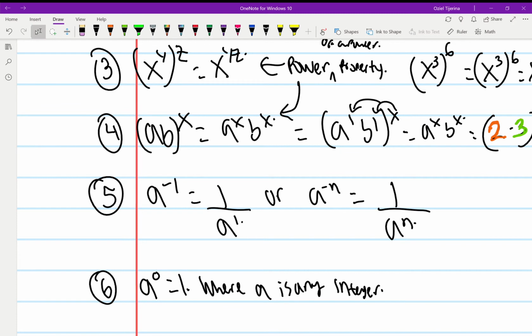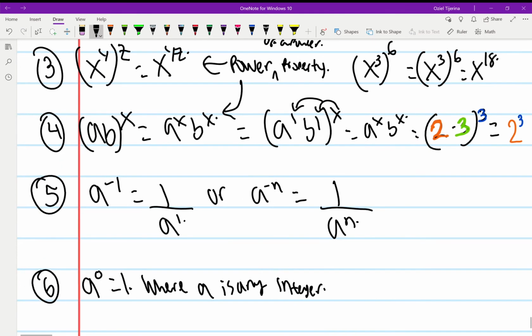This is the other one. I don't know what to name this one. I'm just going to name them both power properties, power of a power.